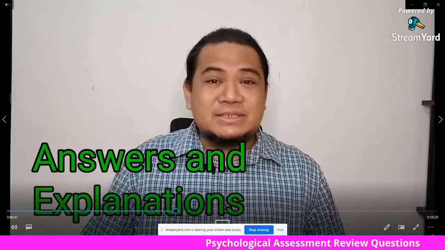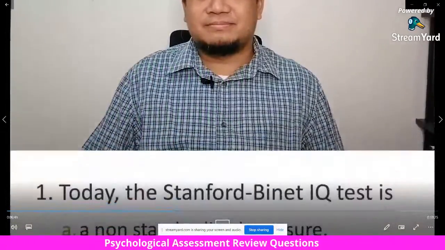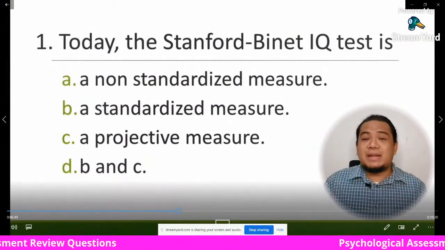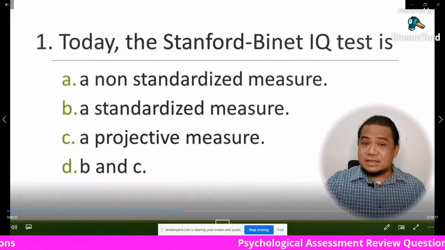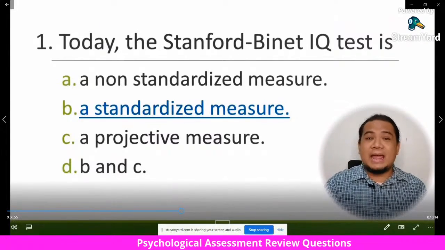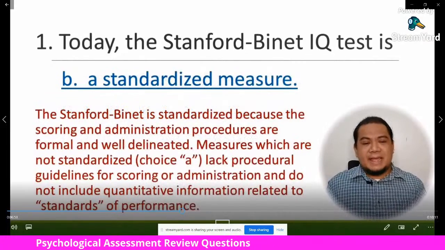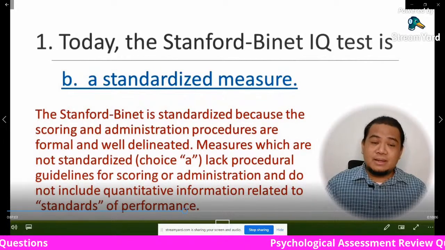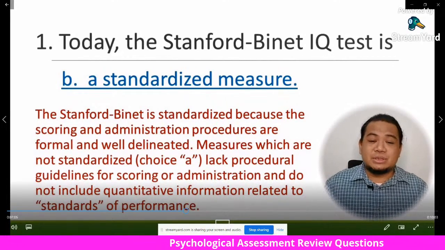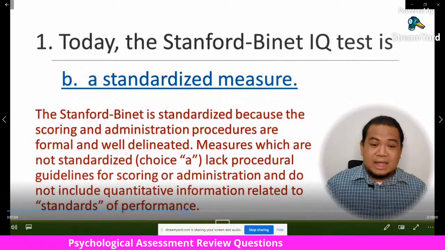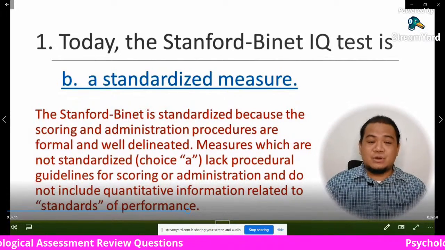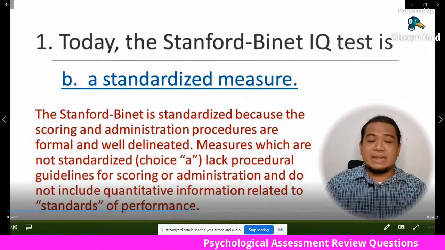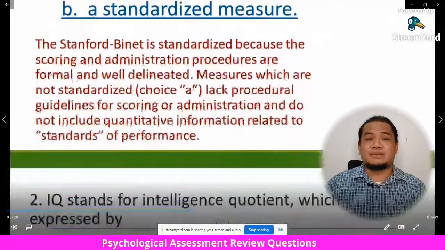And let's now proceed to answers and explanation. Number 1, today, the Stanford-Binet IQ test is, the answer is letter B, a standardized measure. The Stanford-Binet is standardized because the scoring and administration procedures are formal and well delineated. Measures which are not standardized, like choice A, lack procedural guidelines for scoring or administration and do not include quantitative information related to standards of performance.